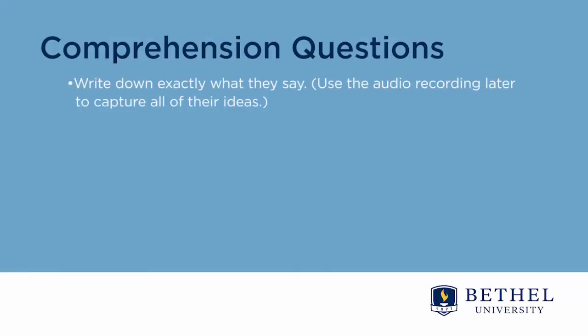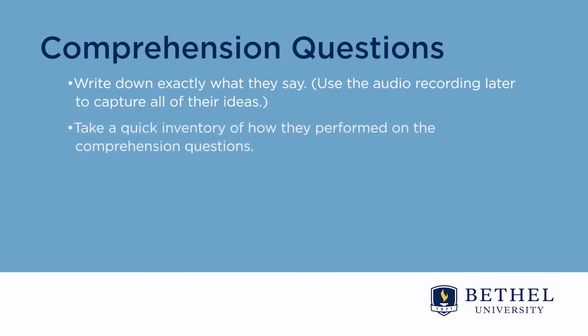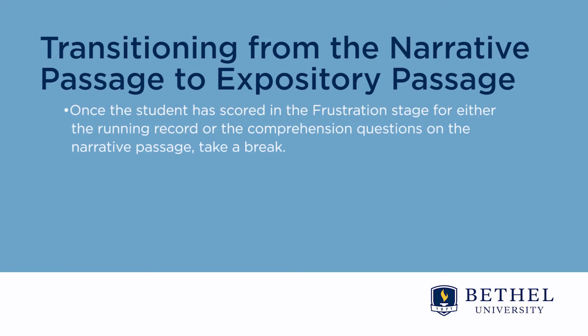Okay. Write down exactly what they say. Use the audio recording later to capture all of their ideas. Take a quick inventory of how they performed on the comprehension questions. Do not do the full scoring while the student waits. Continue to the next level of the narrative passages if the student is still in the independent or instructional levels. Stop if they are near or in the frustration level. Once the student has scored in the frustration stage for either the running record or the comprehension questions on the narrative passage, take a break.